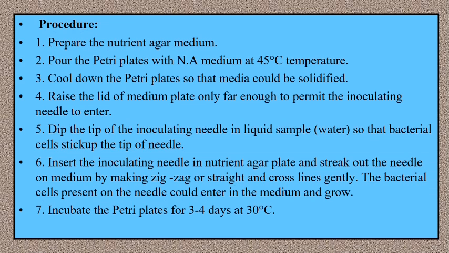Dip the tip of the inoculating needle in the liquid sample or bacterial suspension so that bacterial cells stick to the tip of the needle. Insert the inoculating needle in the nutrient agar plate and streak the needle on the medium by making zigzag or straight or cross lines gently. The bacterial cells present on the needle can enter the medium and grow. Incubate the petri plate for 3 to 4 days at 30 degrees Celsius.